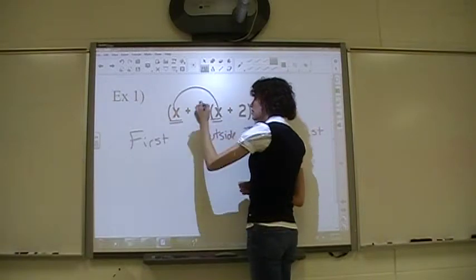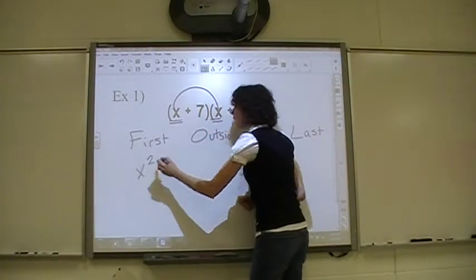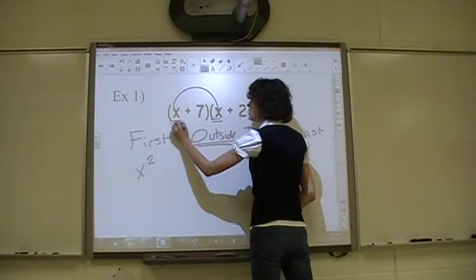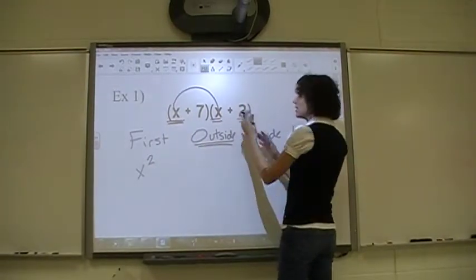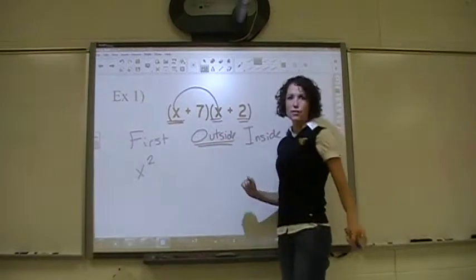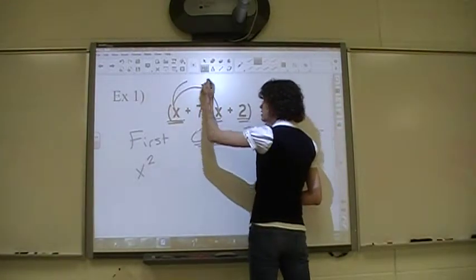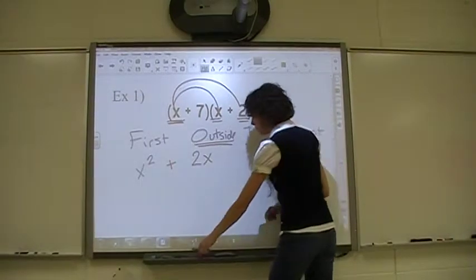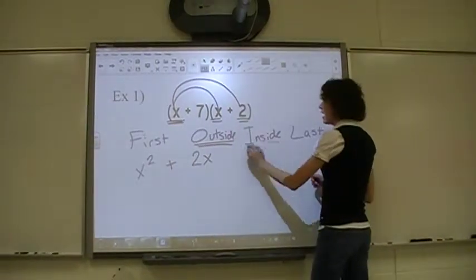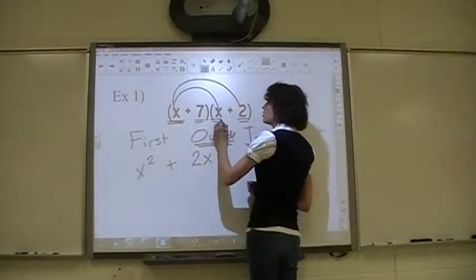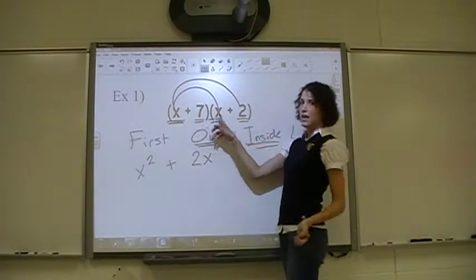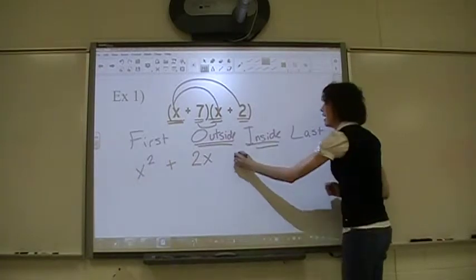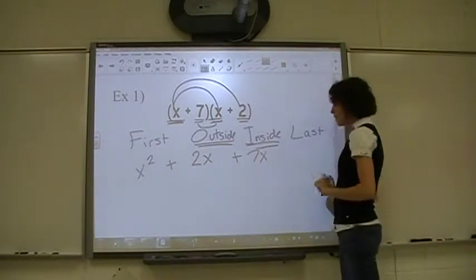X times x gives me x squared. Now, my outsides are my x and my 2 because they are on the outside of those parentheses. So we've got x times 2, which is plus 2x. Then, inside would be these inside terms, which is 7 and x. So let's multiply those guys. So we have 7x, and it would be plus 7x.